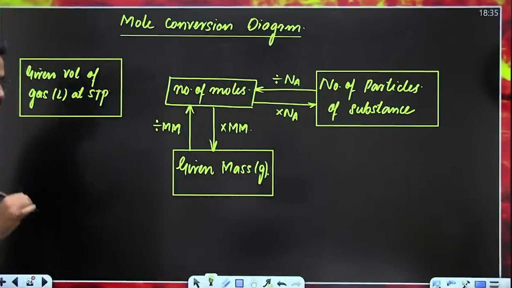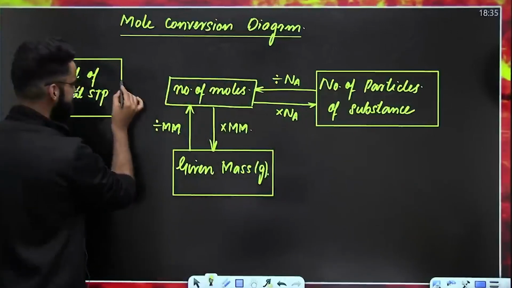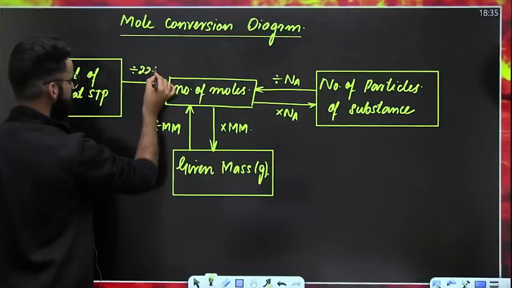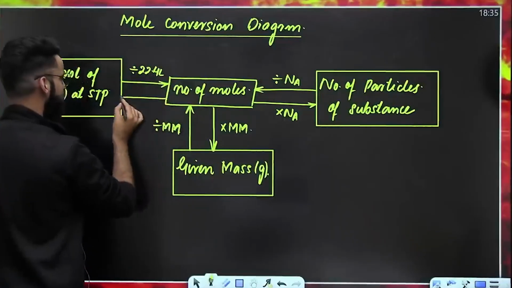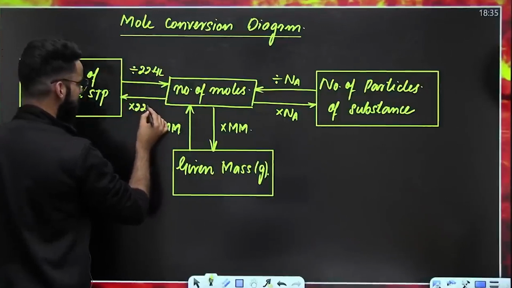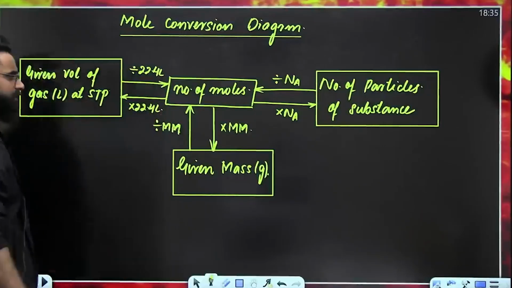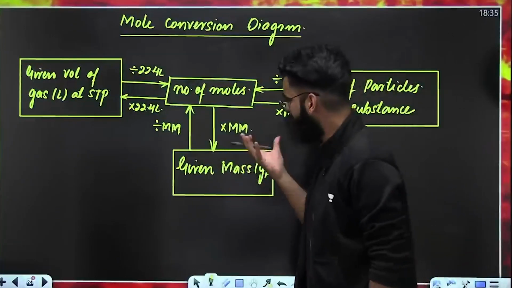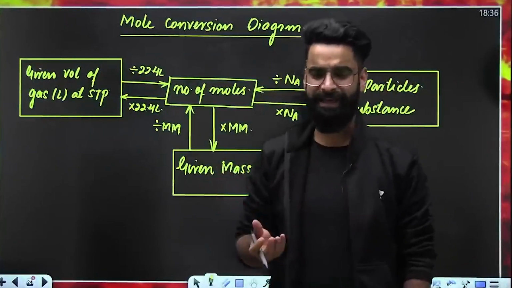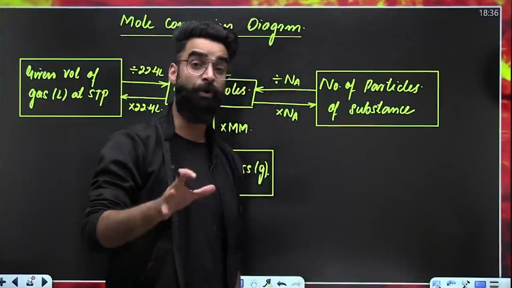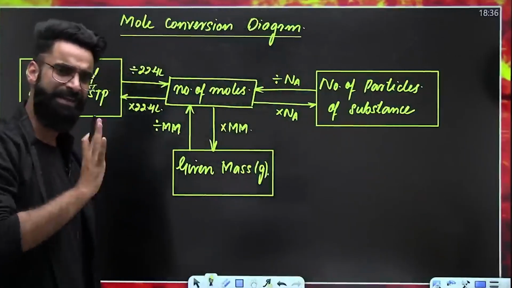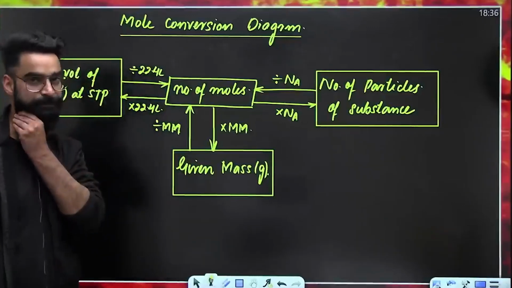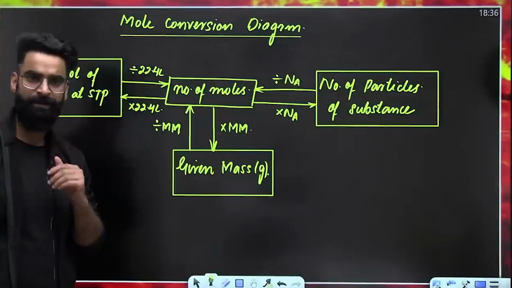Similarly, if volume of the gas at STP is given, then divide the given volume of the gas by 22.4 liters, and you'll get number of moles. And if moles are given, just multiply it with 22.4 liters, and you'll get the volume. By following this diagram, some basic questions related to the basic mole concept can be easily done. Now, how to use this diagram, that is the point.